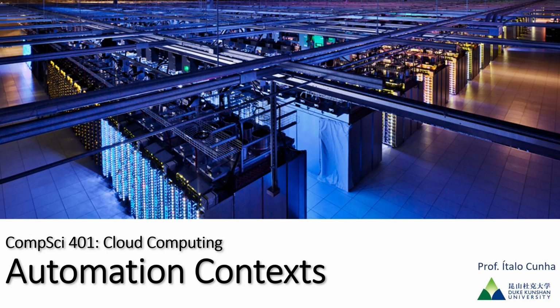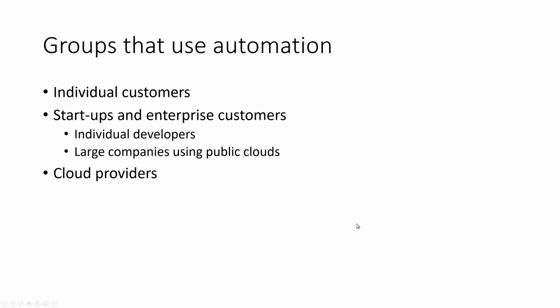Hello team. In this video we're going to talk about contexts in which automation can be applied, and there are many. Actually, it might be hard to think of a situation where automation doesn't help. So many groups can make use of automation. For example, individual customers, startups and enterprise customers, developers, and cloud providers. So we're going to talk about each of these in turn.